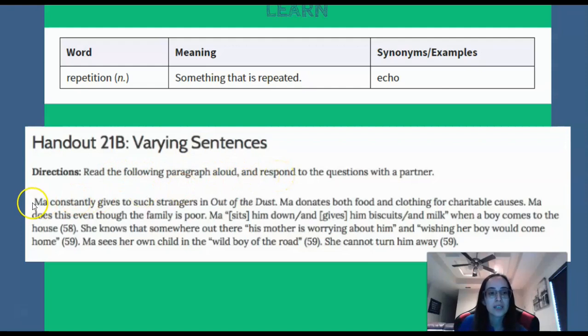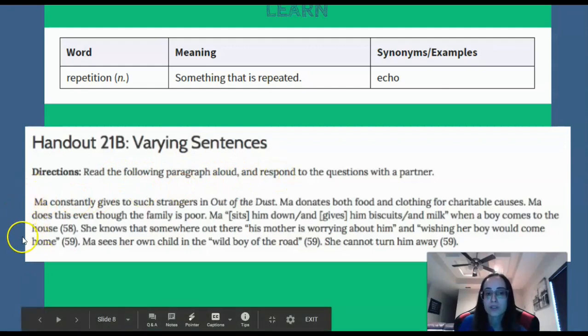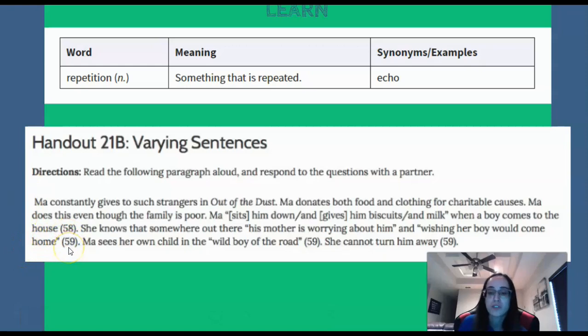Okay, so this is an excerpt, which is a small sample from the book. Obviously, we can see the citations. It's coming from page 59. I'm going to allow you to pause the video now so you can read this to yourself, so you practice your fluency and your reading skills. And then I'm going to read it for us out loud as well. So go ahead and pause the video now to read this to yourself.